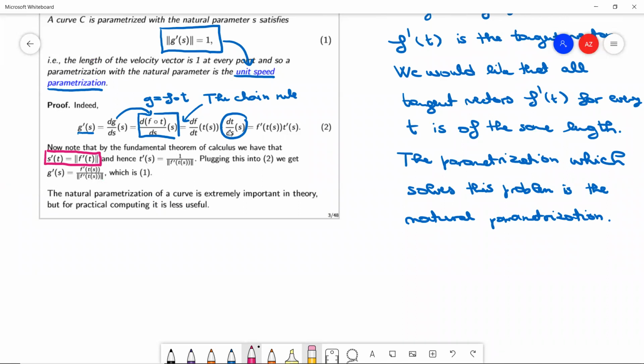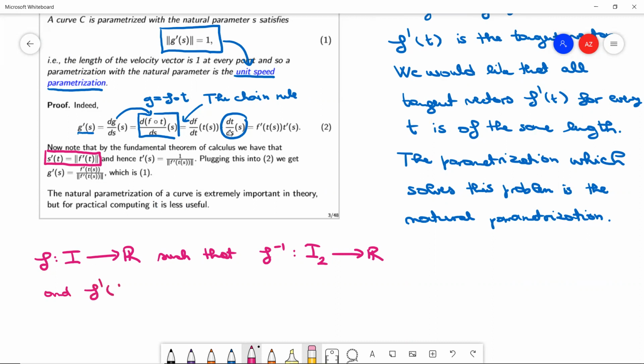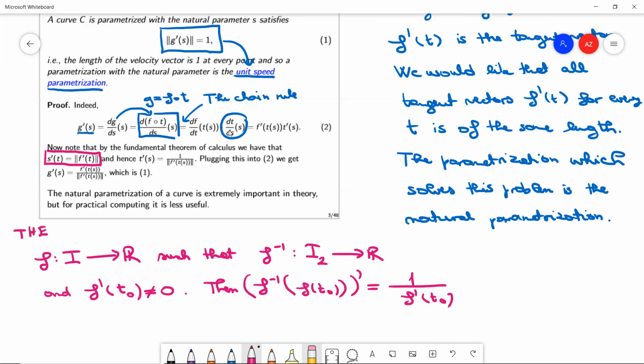So if f is some function such that f inverse exists, and the derivative of f at t naught is non-zero, then the derivative of f inverse at the point f of t naught is just 1 over the derivative of f at t naught. This is also a theorem in calculus.